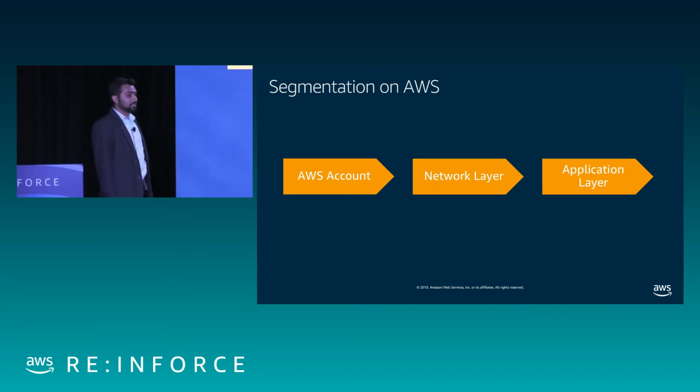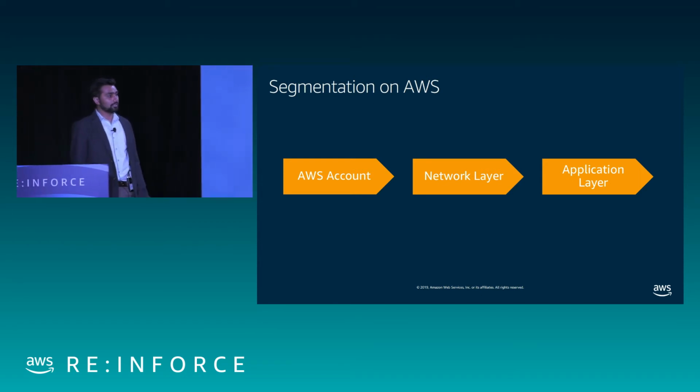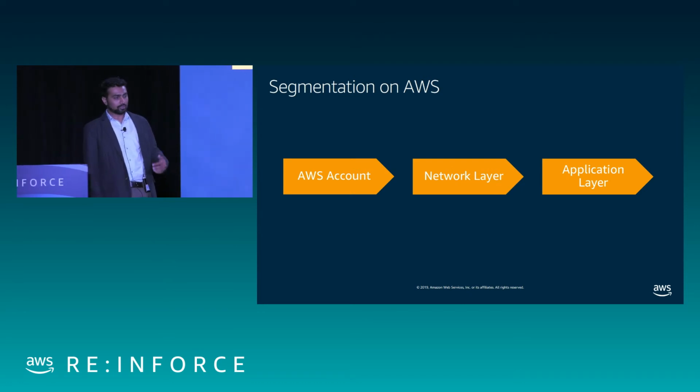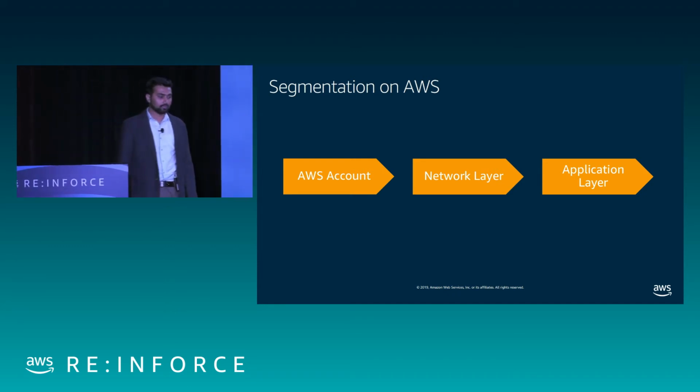So far we have seen the scoping on AWS for PCI workloads. Now let's look into segmentation. Segmentation lets you build controls to isolate your in-scope resources from out-of-scope resources. In AWS, that can be done at 3 layers: at the account layer, at the network layer, and at the application layer.